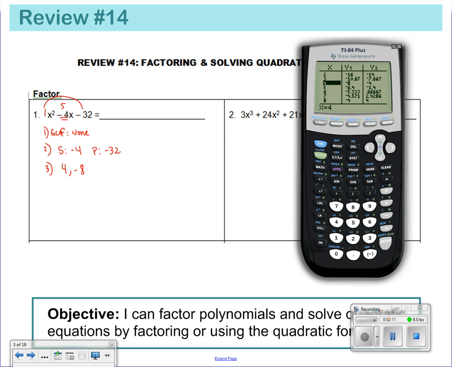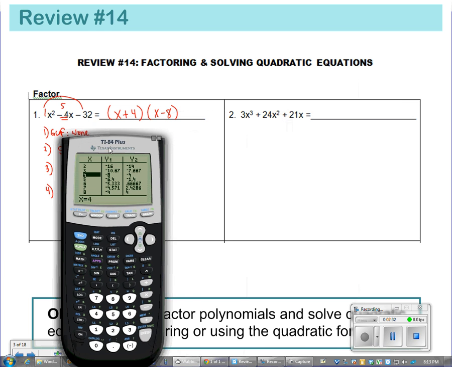Last, we're going to rewrite it using our parentheses. There's no GCF, so no GCF to put in front, but our factors were a +4 and a -8. So in factored form, we have x plus 4, x minus 8.